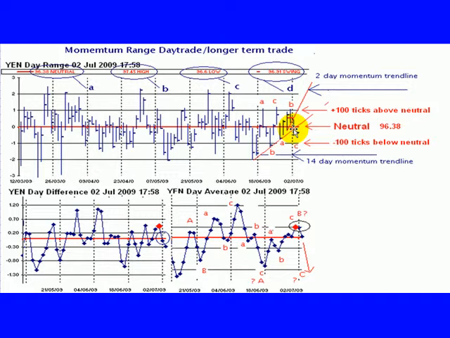or at 18, which means a 57 tick trade, or at 58 below neutral, which would have given us 85 tick profit, or the longer term trade, which if you held for the week would have ended up with a 500 tick profit.